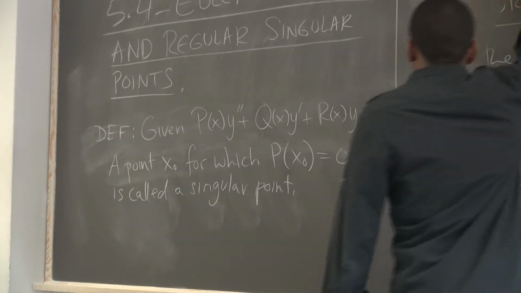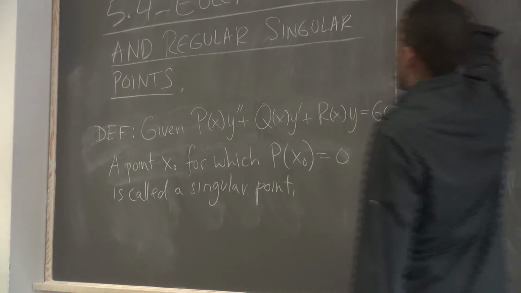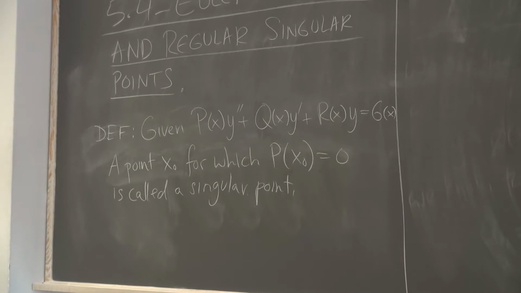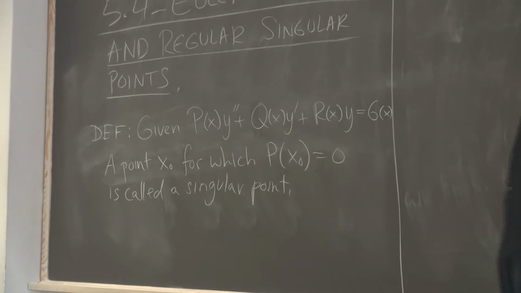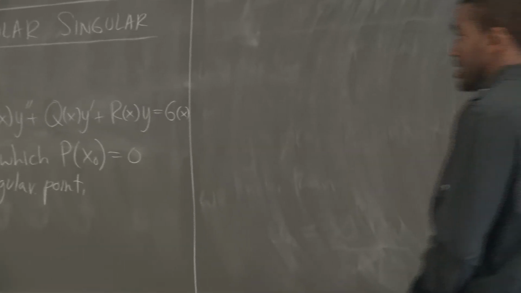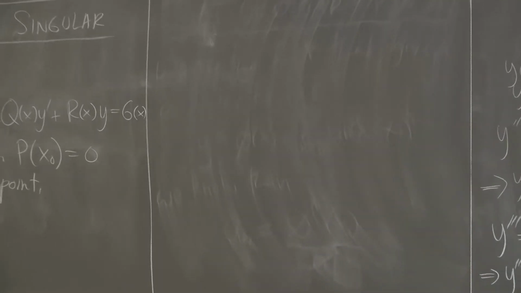There are points when things are not so crazy, and those are called regular singular points. There are other places where things get super crazy. We call those irregular singular points. But singular points in general are of high interest to us because crazy things start to happen there.